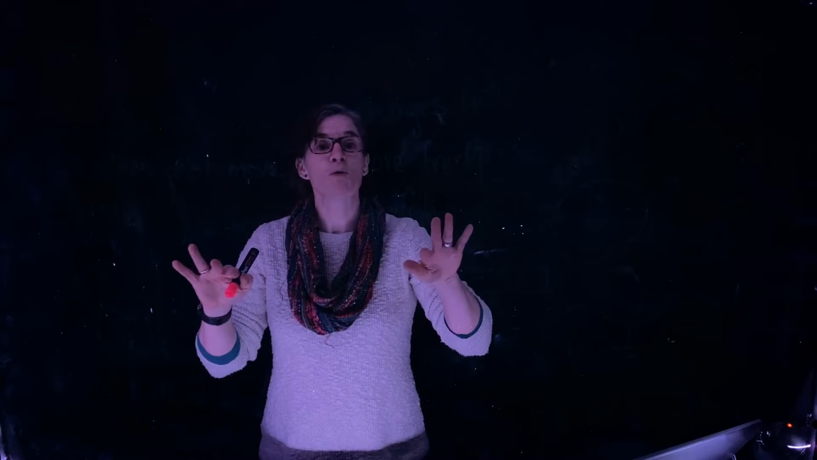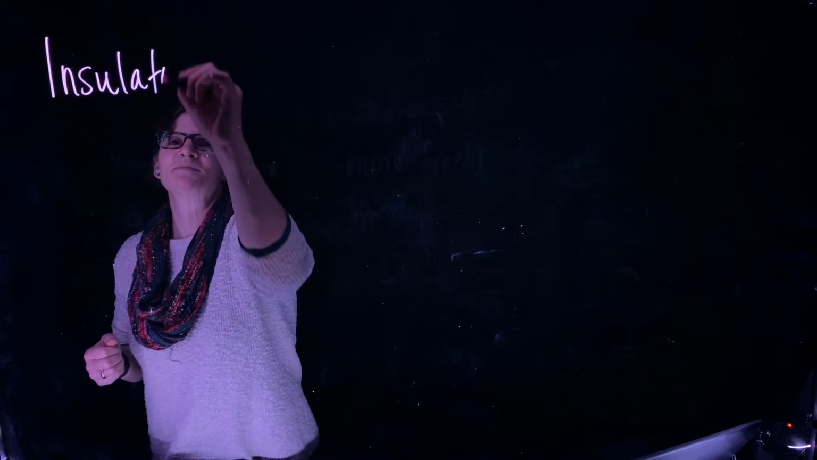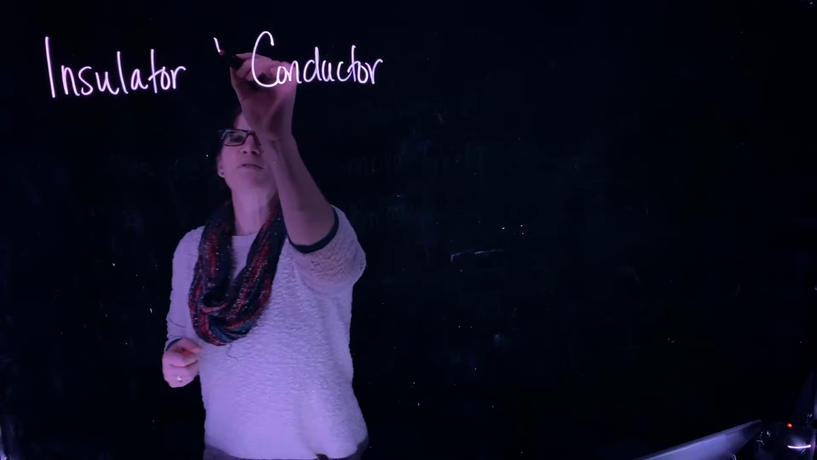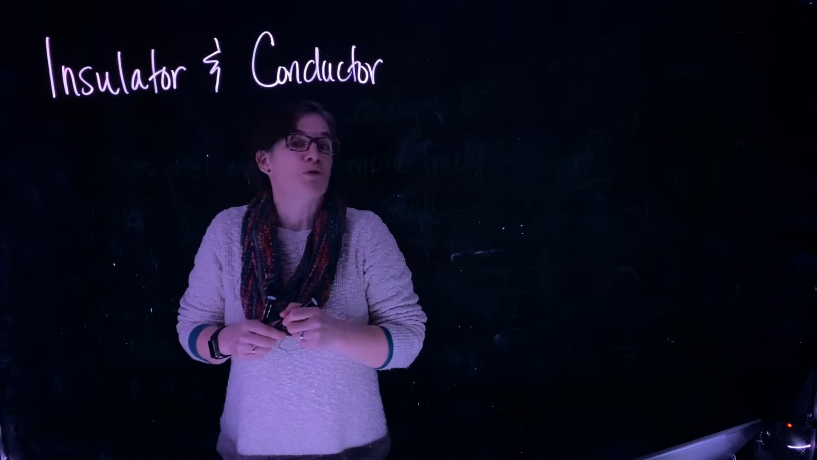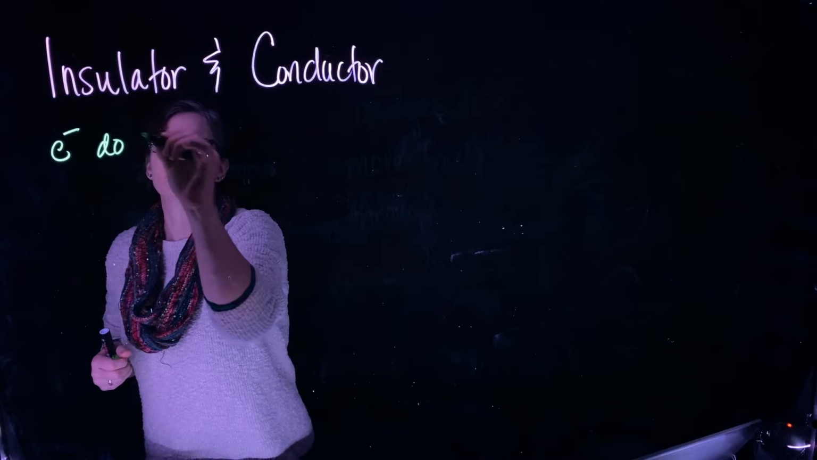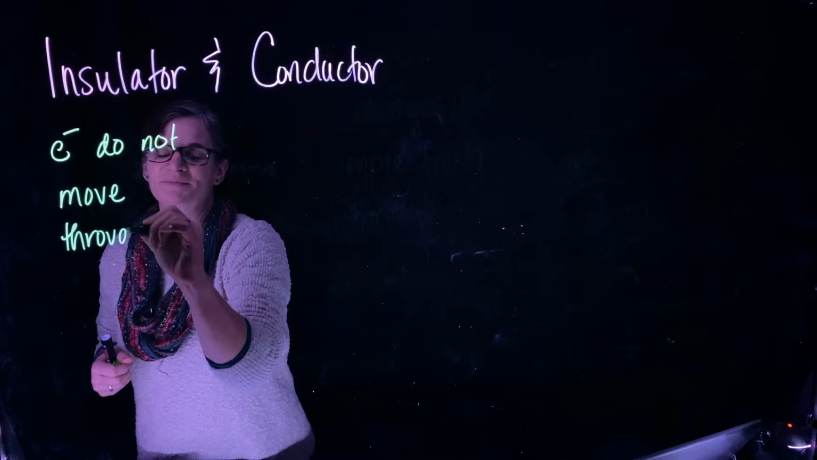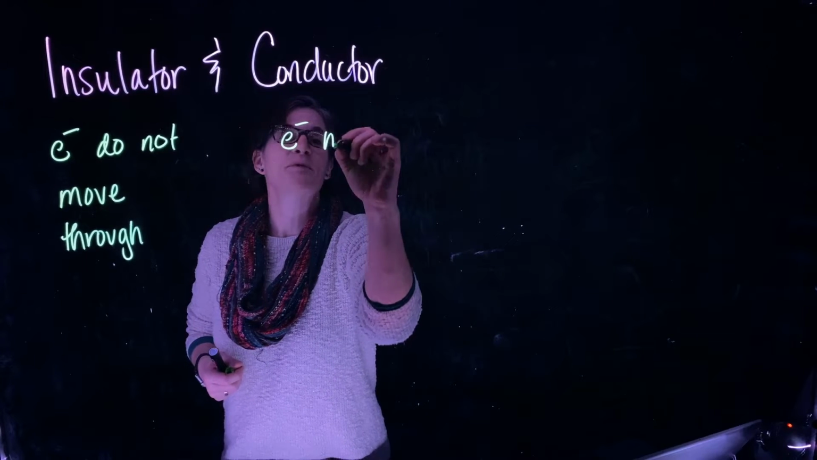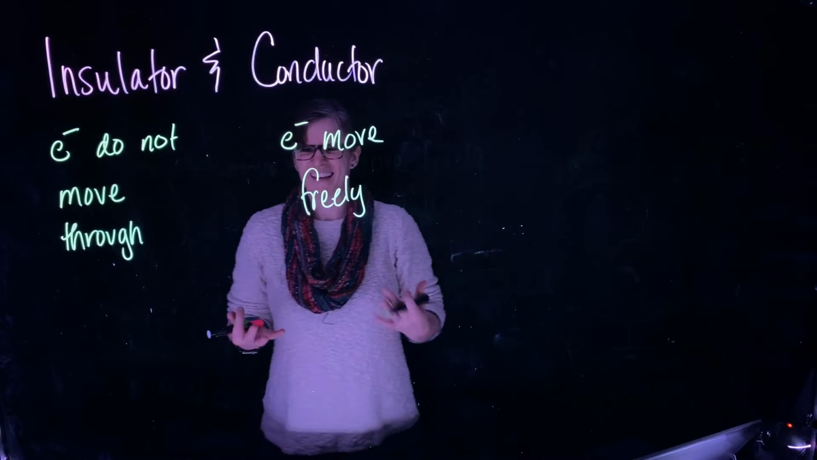We move them into two categories. The first category is called an insulator. The second is a conductor. So what is the difference between insulators and conductors? In an insulator, charges do not move throughout them. So electrons do not move through an insulator. In a conductor, electrons move freely throughout a conductor. So what does that look like?